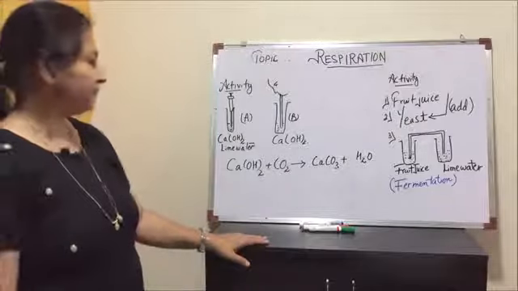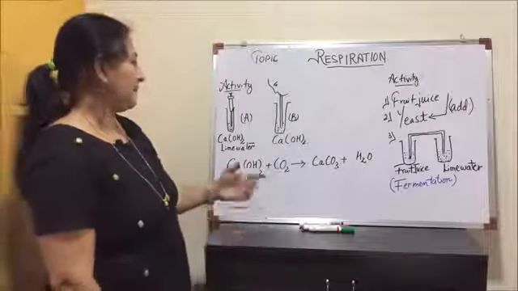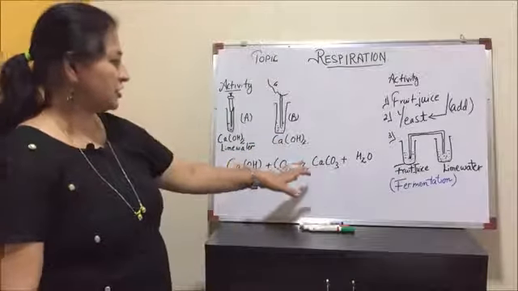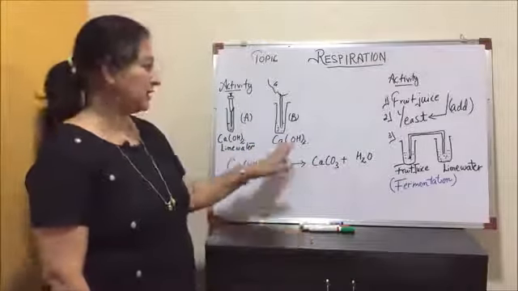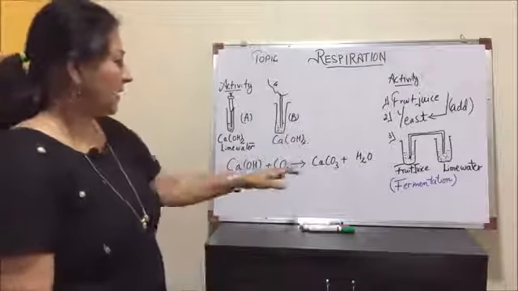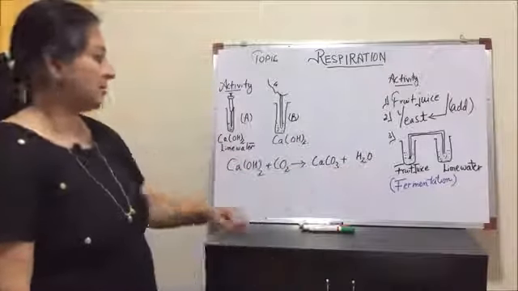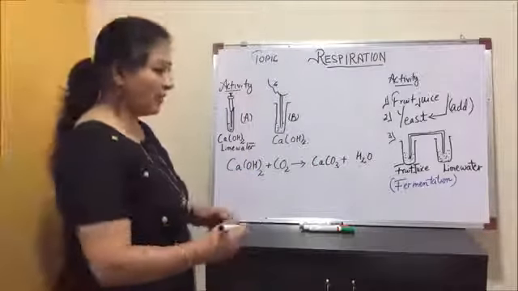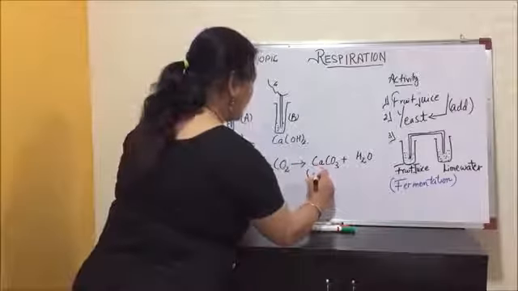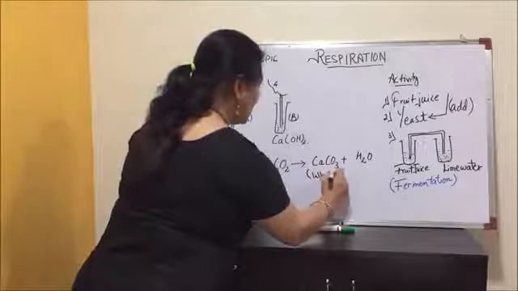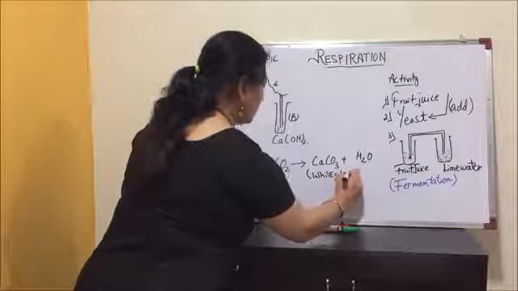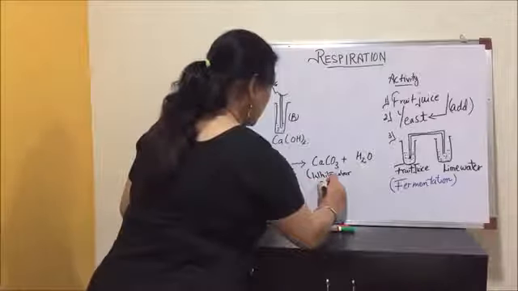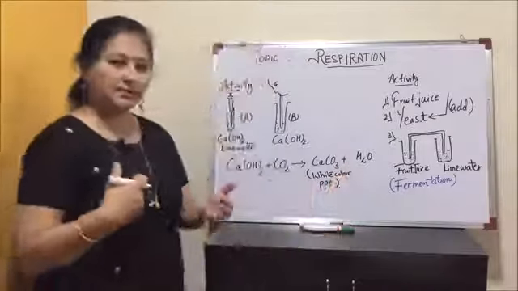In the observation, after some time, we find that the lime water in B has changed into calcium carbonate and it is more dense. Water is also there, calcium carbonate. Because of the formation of calcium carbonate, it will form a white color precipitate, or it will become milky. Either a white precipitate forms or the lime water turns milky.